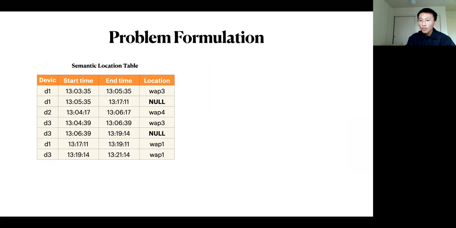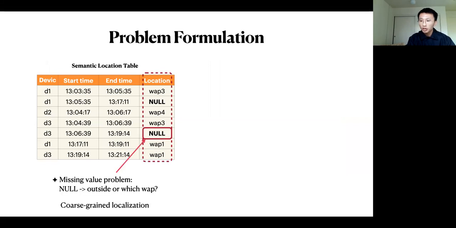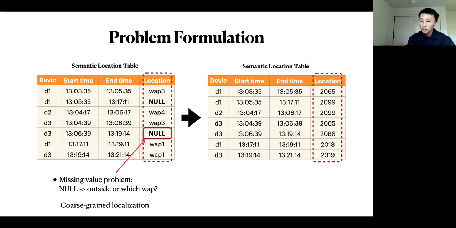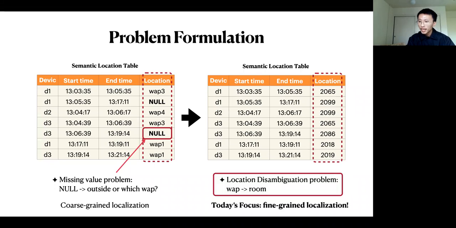After cleaning all missing values in the semantic location table, we want more fine-grained location. That is, what's the room location of a user inside a region, which is called the location disambiguation problem. So to clean a tuple, it takes the coarse-grained location region as input and outputs the fine-grained location room. And this is today's focus: fine-grained localization.